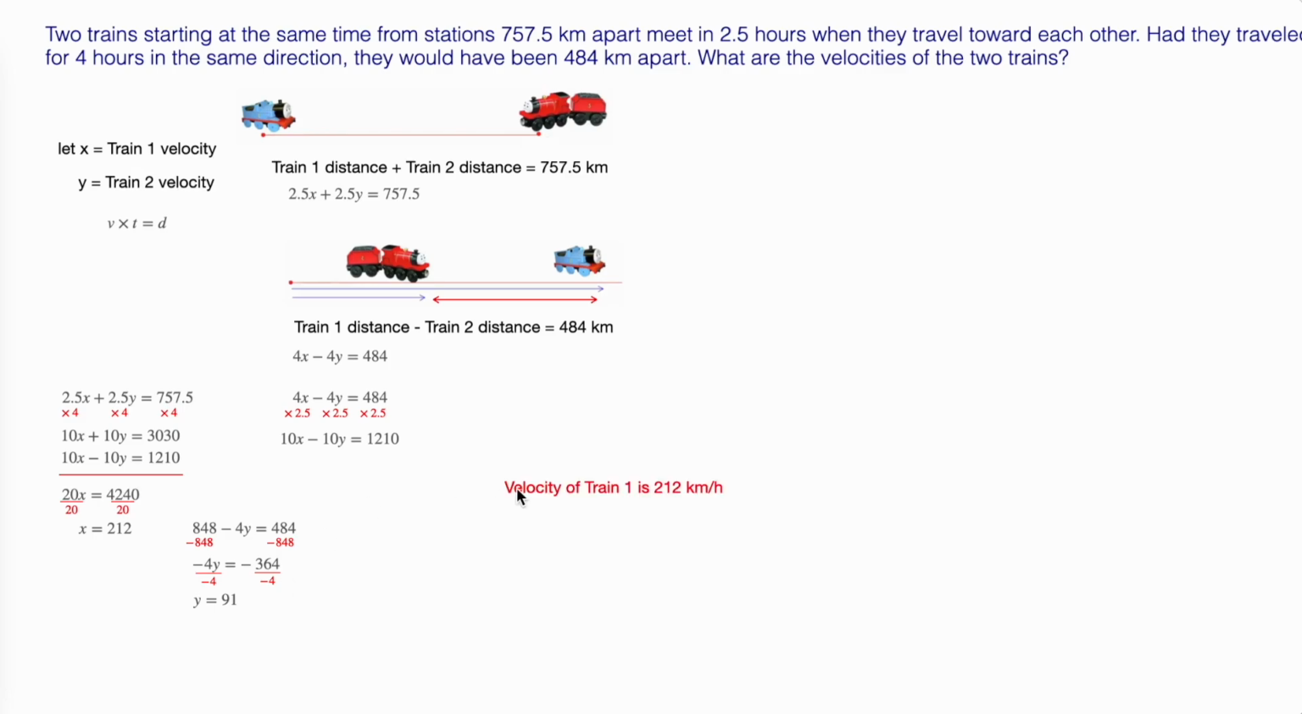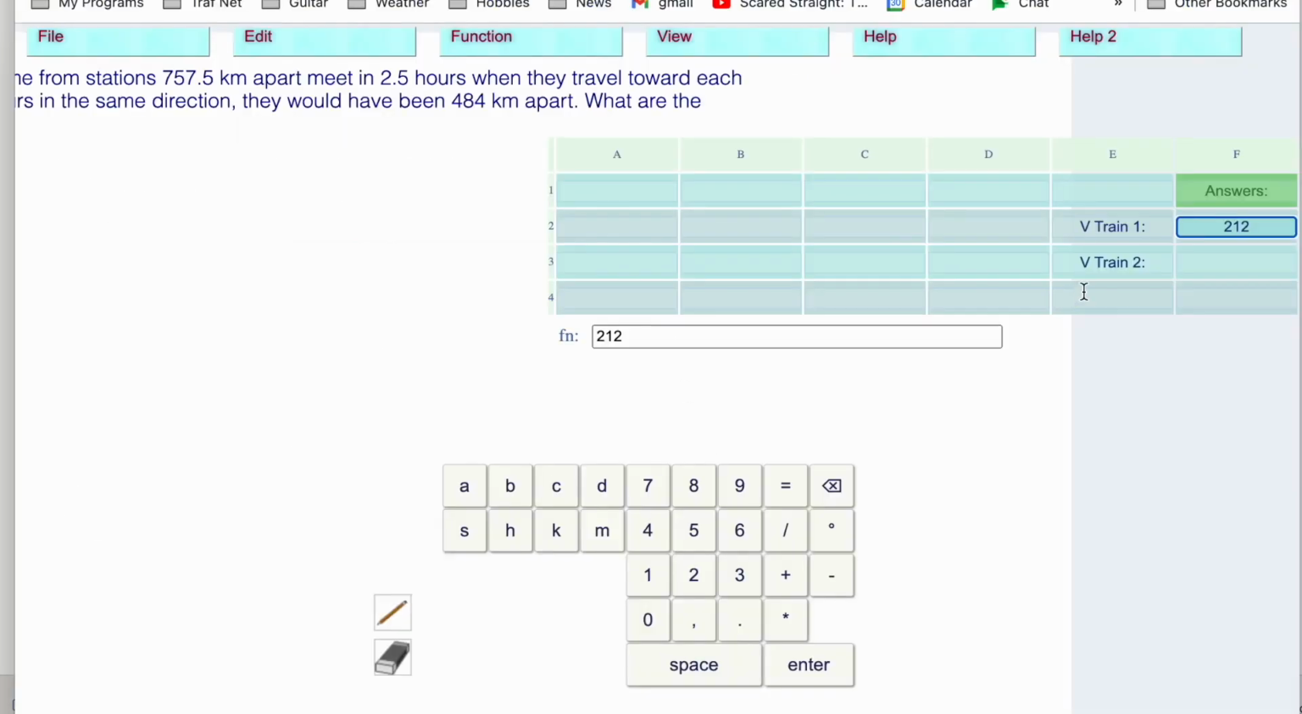We know the velocity of train 1 is 212 kilometers per hour, and the velocity of train 2 is 91 kilometers per hour. Enter 212 kilometers per hour, 91 kilometers per hour, and then press enter to see if you're right.